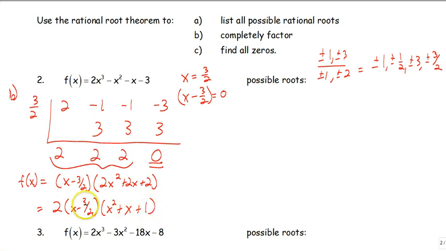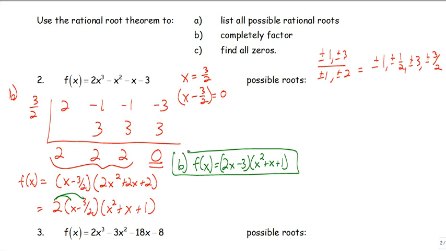And then again, we don't like this fraction in here. So instead of using the 2 in this trinomial, we're going to multiply the 2 into here, which is what you're used to seeing. So my final factored form of this is 2x minus 3 times x squared plus x plus 1. So this is the answer to part B. That is the completely factored version of this polynomial, and again, we got that from using synthetic division, using that 0 we found on our calculator, and then manipulating it so it looks clean.